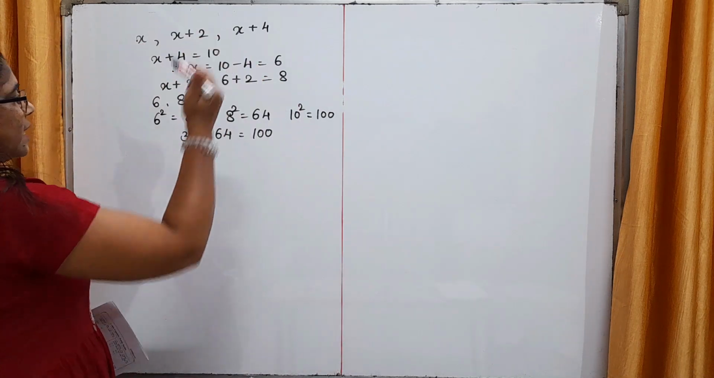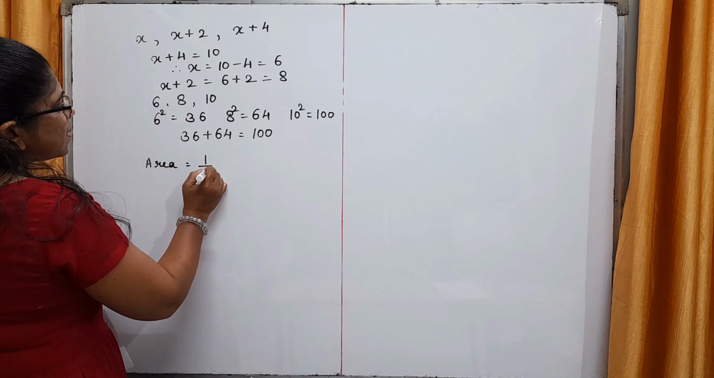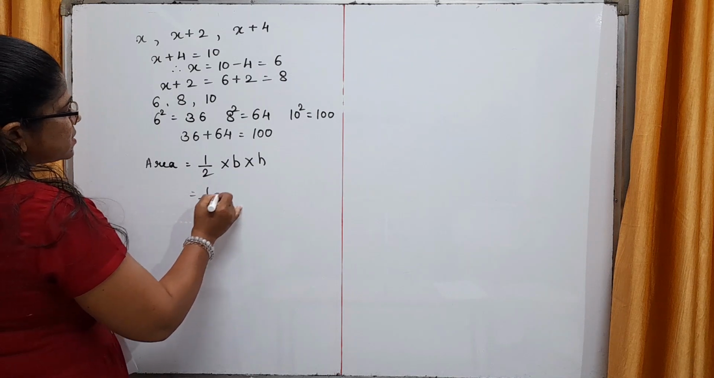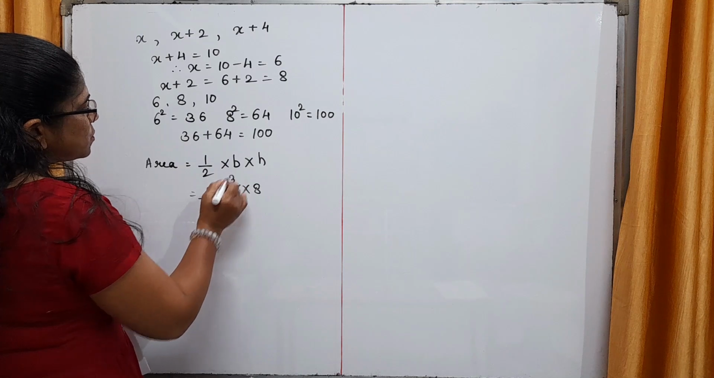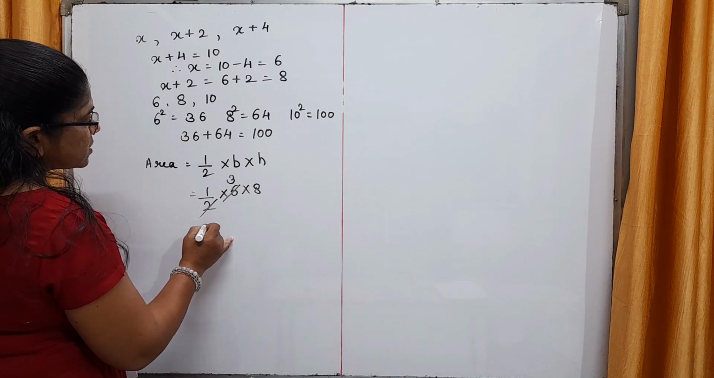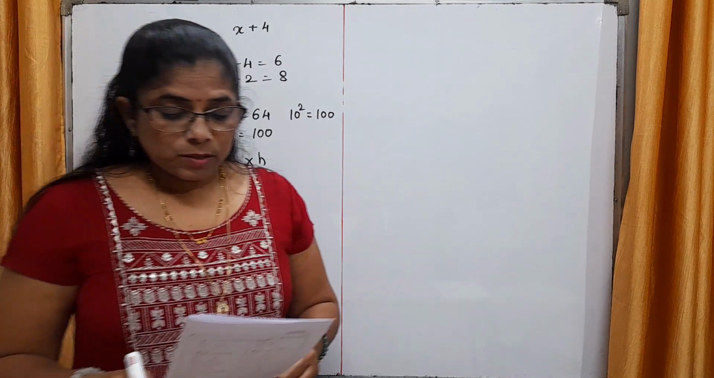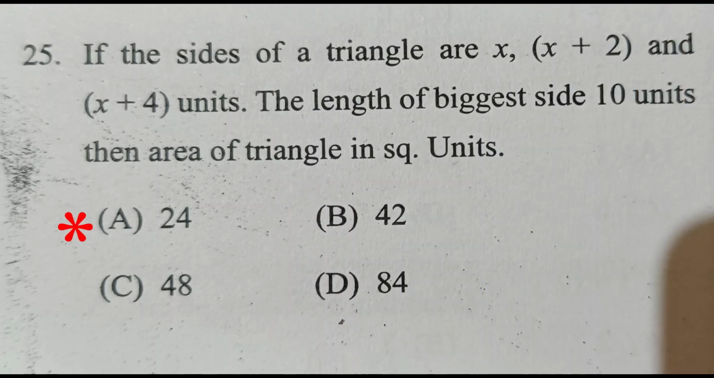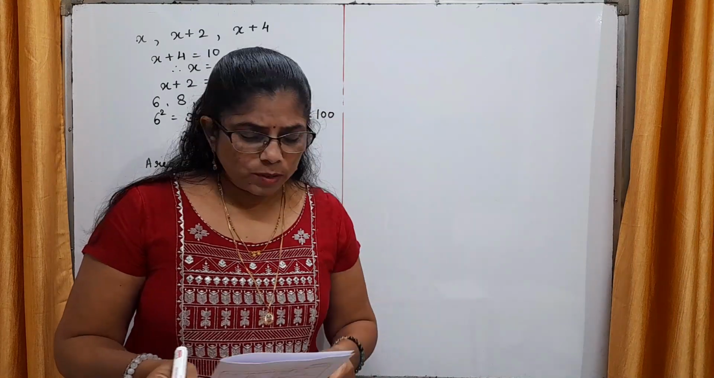And as the biggest side is hypotenuse, so the other 2 sides, that is base and height, are going to be 6 and 8. So let's find area is half into base into height, that is half into 6 into 8. 2 ones are 2, 3 8s are 24 square units. So 24 is the right answer. Option A is the right answer here. 24 square units. 3 sums are over. Let's see what is fourth sum.